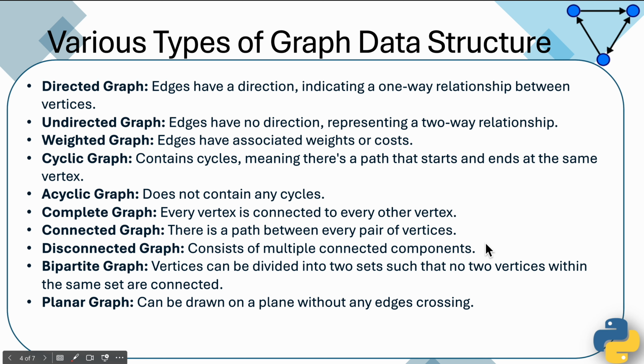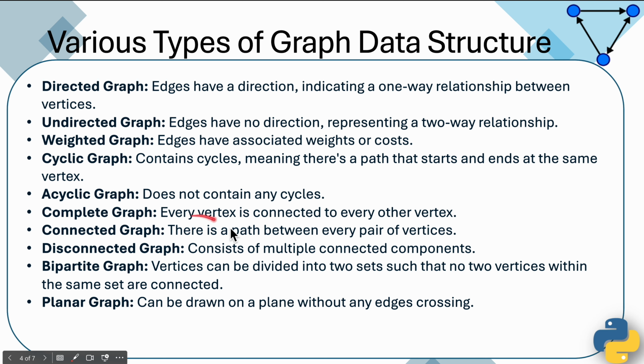Various types of graph data structures. Directed graph: edges have a direction, indicating a one-way relationship between vertices. Undirected graph: edges have no direction, representing a two-way relationship. Weighted graph: edges have associated weights or costs. Cyclic graph: contains cycles, meaning there's a path that starts and ends at the same vertex. Acyclic graph: does not contain any cycles.